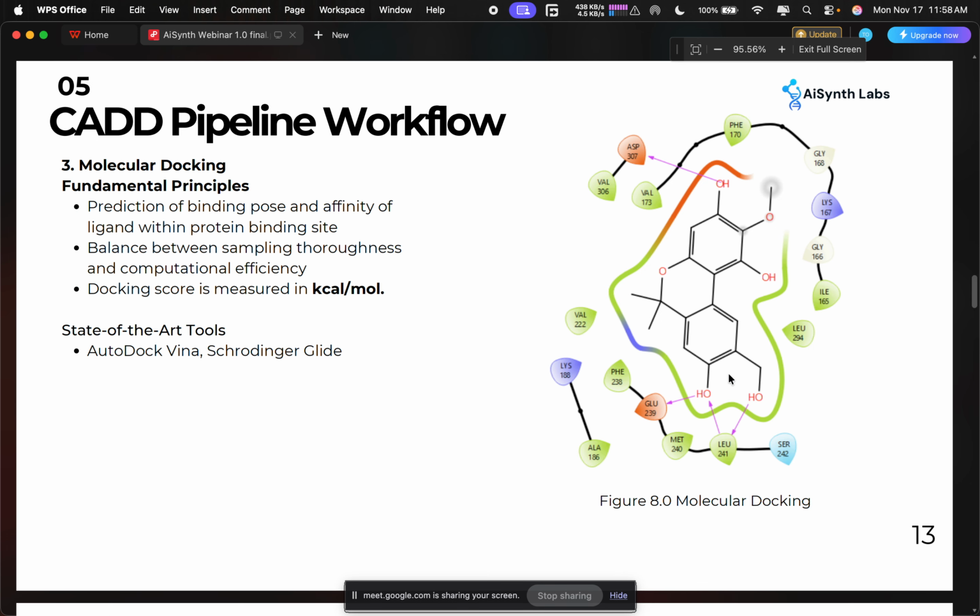So let's move to the next step, molecular docking. After you've done your pharmacophore modeling, you move on to molecular docking, and there are so many tools that we use in molecular docking. You can use AutoDock Vina or Schrodinger Glide. So this is where we predict the binding pose. We predict the affinity of the ligand to bind with the protein binding site.